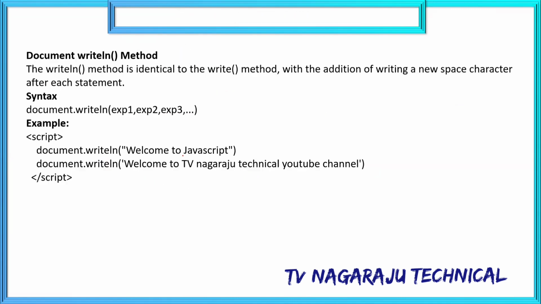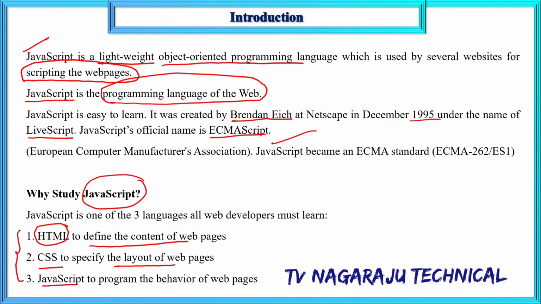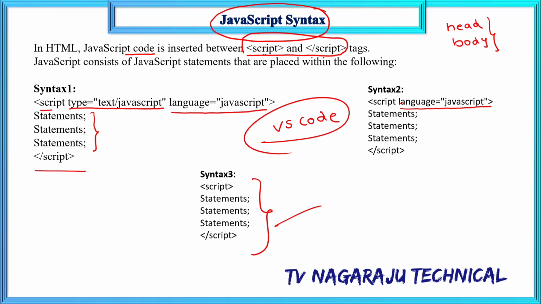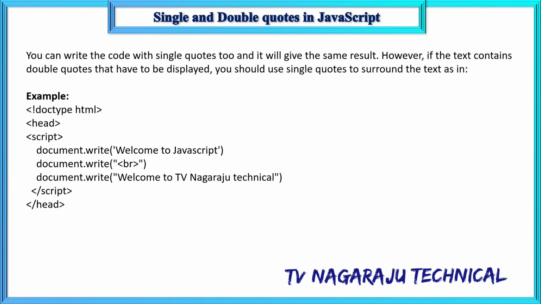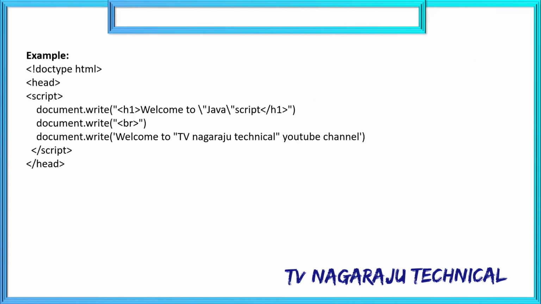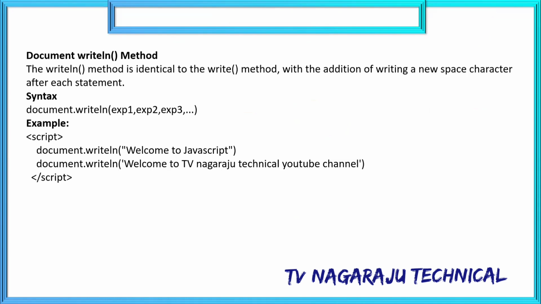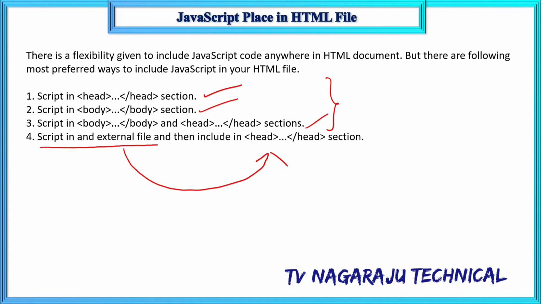Clear? Now, till now, what we discussed: what is a scripting language, what are the different types of scripts, why you are learning JavaScript, what are the different versions of JavaScript, and the basic syntax we are following in JavaScript. Okay. Now, what is the use of single quotation and double quotation? Which one you need to use depends upon the requirement, and both have the same meaning, or else you can use a slash. And output, how do you display output on the screen? By using either the write method or the writeln method. And finally, the JavaScript place in an HTML file.